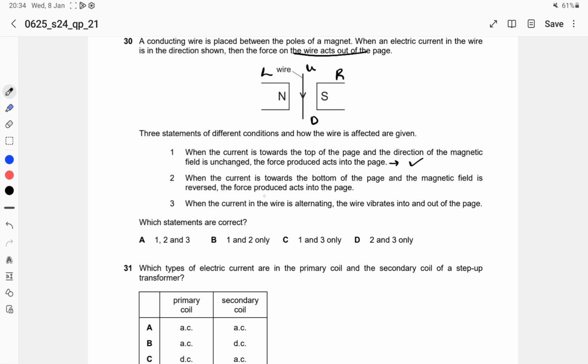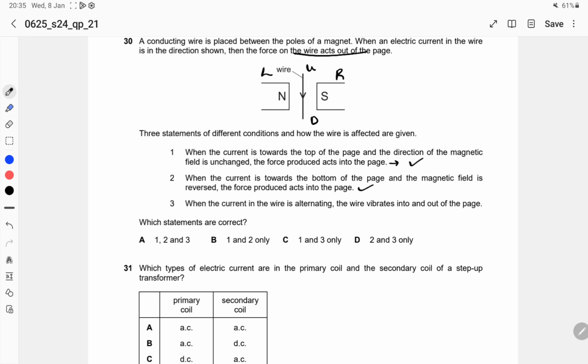Second one, when the direction of current is towards the bottom of the page, which means now the direction of current is the same, but now you're reversing the magnetic field. Force is acting into the page, which means if you keep your current same, but you reverse the magnetic field, the direction of force will change. Even this sounds correct.